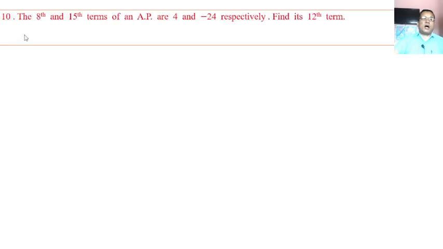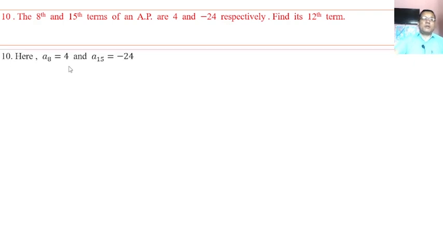Question number 10. The 8th and 15th terms of an AP are 4 and minus 24 respectively. Find its 12th term. The 8th and 15th term values of the AP are given as 4 and minus 24. We need the 12th term. To find any term of an AP, generally we need the first term and common difference, so we find those two values.